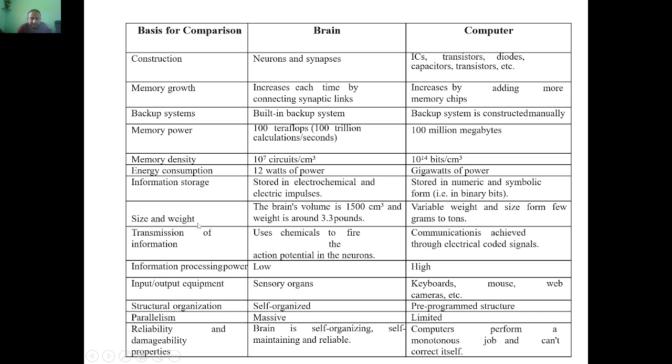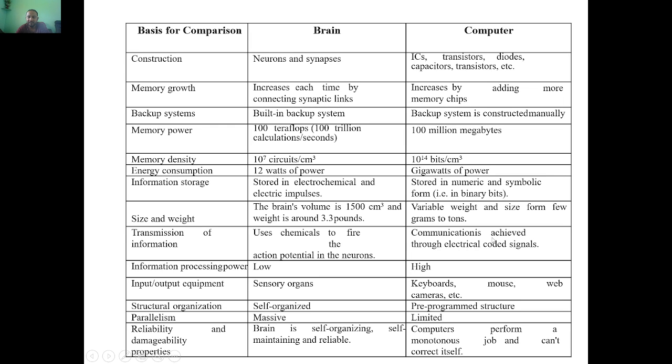Next, size and weight. The brain's volume is around 1500 cubic centimeters, and weight is around 3.3 pounds. Whereas computers have variable weight and size, from a few grams to tons. It depends on whether you are using a normal computer or a supercomputer. Next, transmission of information. The brain uses chemicals to fire the action potential in the neurons. For the neurons to do the work, the brain has chemical activity. Based on that only it will start functioning.